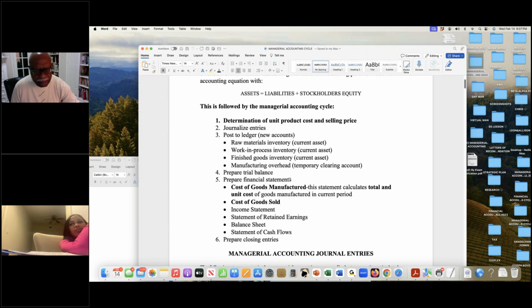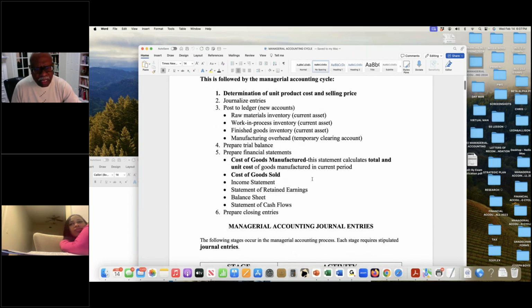We have 2 new statements that we will learn how to prepare. First of all, the cost of goods manufactured statement. This is the statement that calculates the total and unit cost of goods that are made. And then we calculate the cost of goods sold. We layer all of that on top of financial accounting, which is the income statement, statement of retained earnings, balance sheet, and statement of cash flows. So the manufacturing company does all of these things, but also it has to have statements on what it costs and how much the items, and what did they sell.